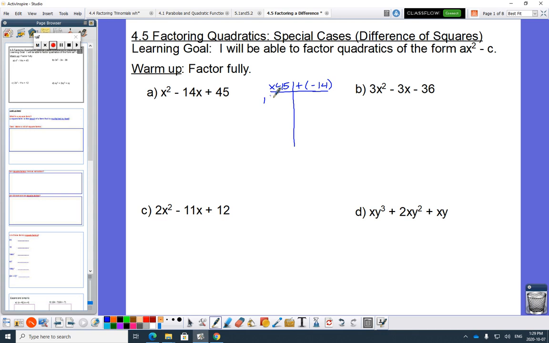So 1 and 45, that's not going to work. 2 doesn't work because it's not even. 3 and 15, we're getting closer. 4 is not going to work. 5 and 9. So if we do 5 plus 9, we get positive 14. We want negative.